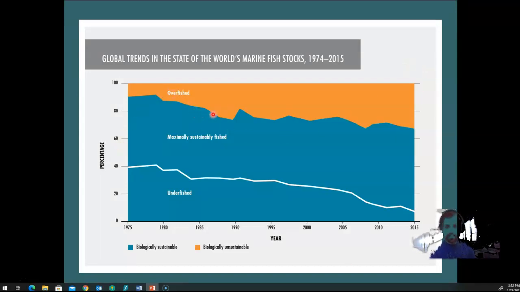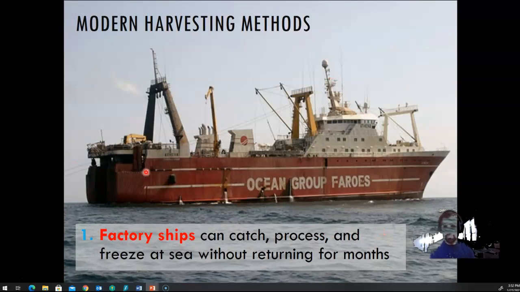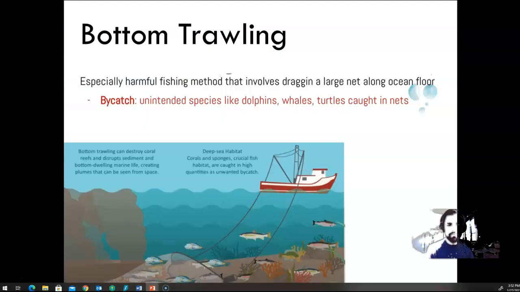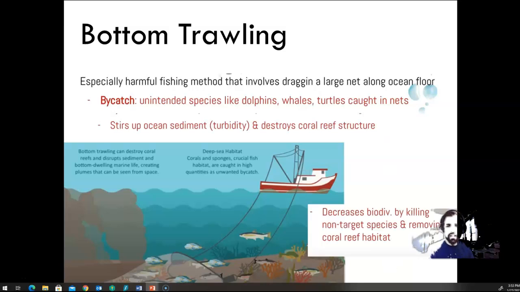And you can just see the amount of fish stocks that have been overfished have increased over the years. You see these massive modern harvesting methods, which are factory ships, which can catch, process, and freeze at sea without returning for months. And one of the most ecologically damaging things are trawling, drag nets and long lines, where they basically just drag these huge nets all the way along the ocean floor, and it causes a huge amount of ecological devastation because unintended species like dolphins, whales, turtles get caught in the nets, and also the habitats get destroyed in that environment. And it also stirs up ocean sediment, which causes turbidity, destroys coral reef structure. And this decreases the biodiversity by killing non-target species and removing the coral reef habitat.